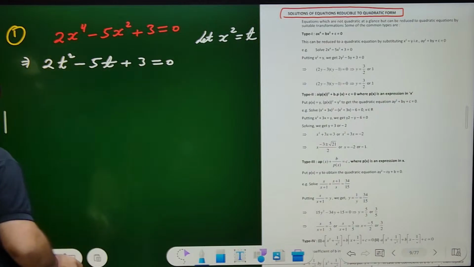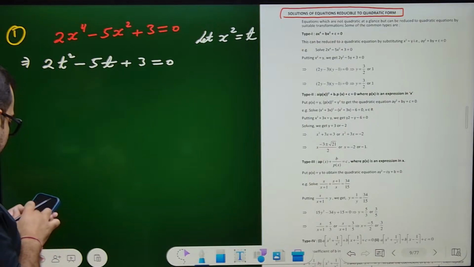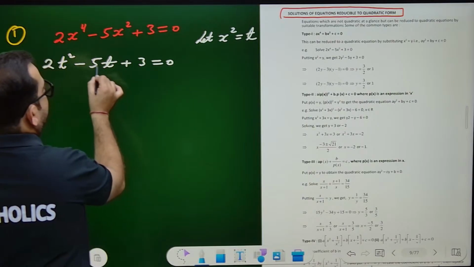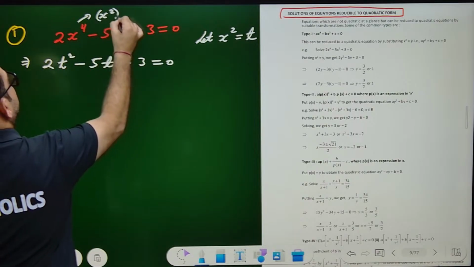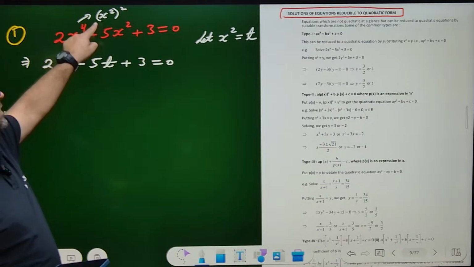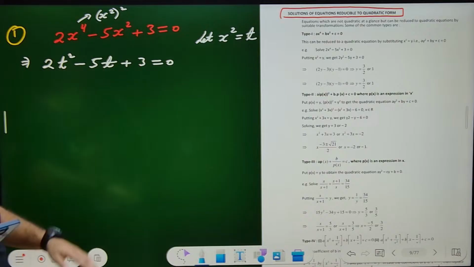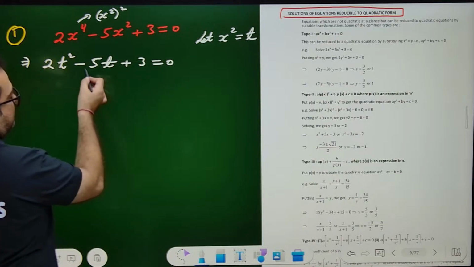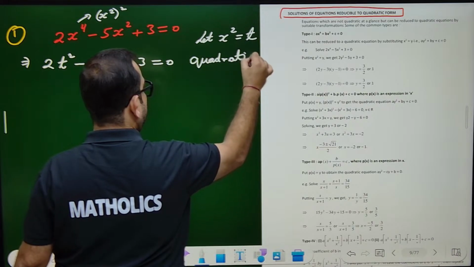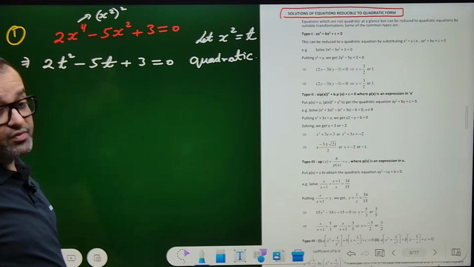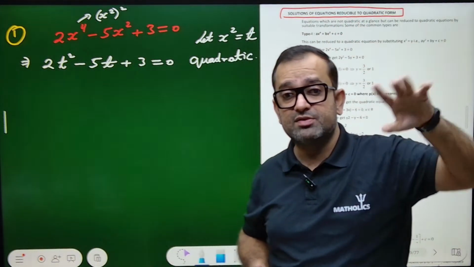Tell me, are you comfortable with this equation? 2t square minus 5t plus 3 equals 0, right? Because x to the power 4 is x square whole square, yes or no? So I've written t instead of x square, so t square will be there, 2t square. Sorted. Now, this is a quadratic equation, yes or no? This one was a biquadratic because the degree was 4, but we have reduced this equation to a simpler form. What is the heading? Solution of equation reducible to quadratic form.